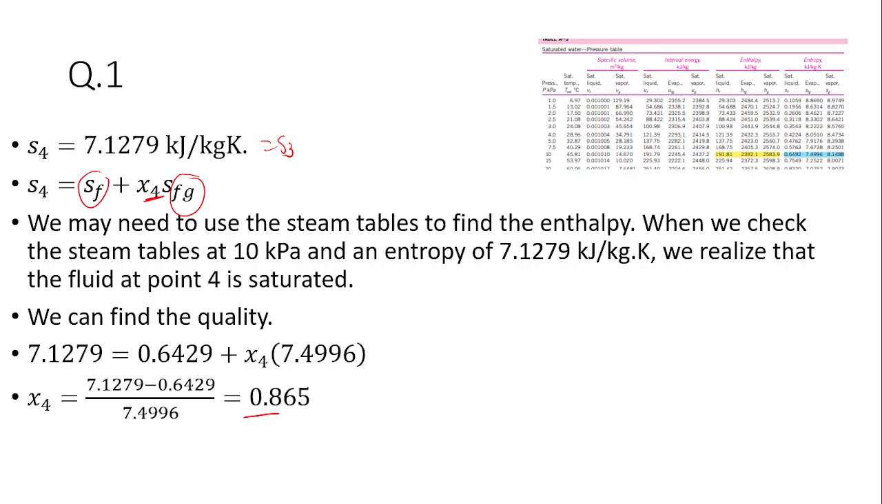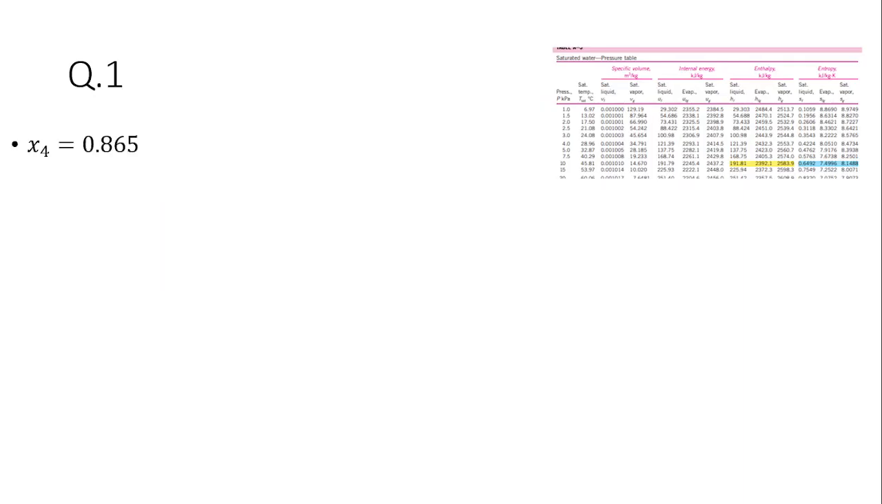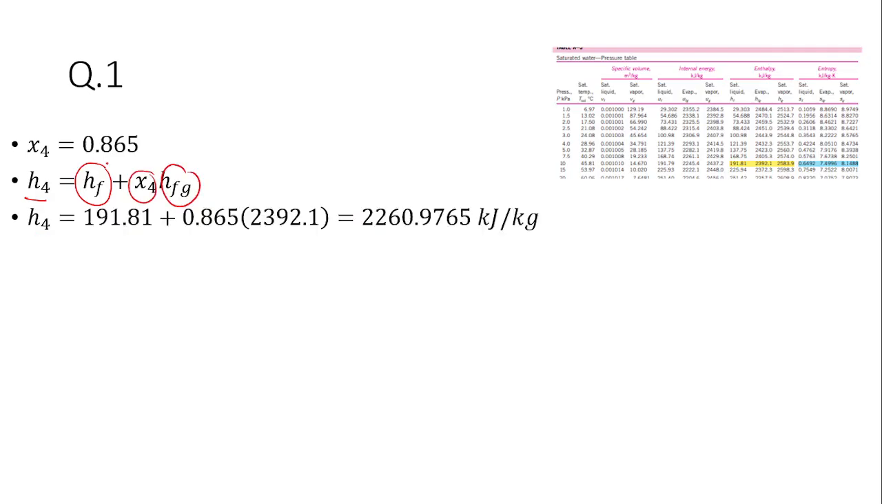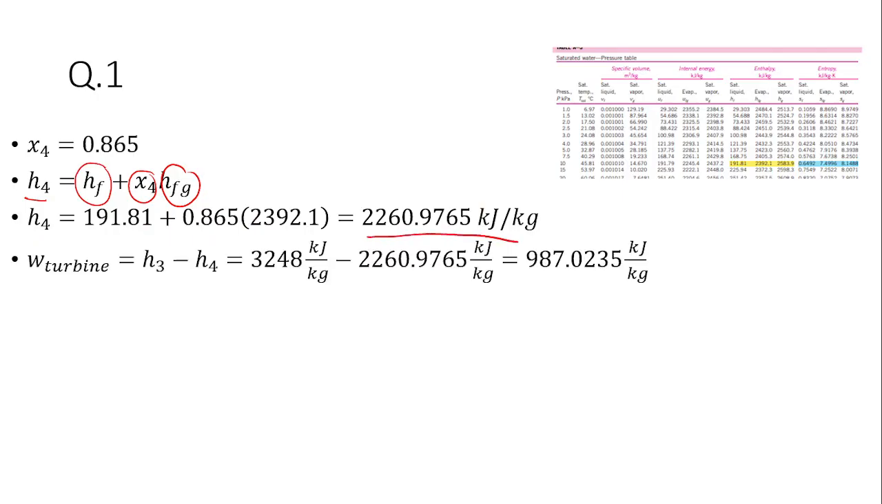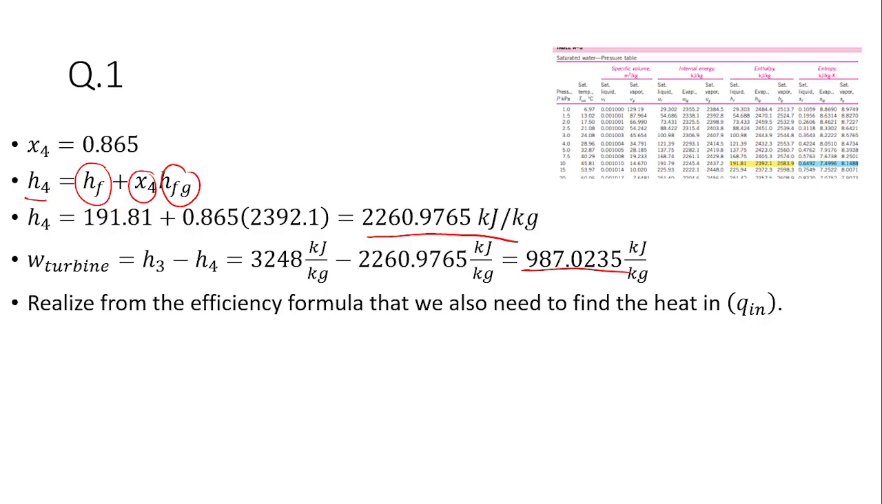That's 0.865. Then from there, we know our quality. We can use the same relation to find our enthalpy. So we need H4, right? Using the same pressure, the 10 kilopascal, we can read HF, HFG, and use that same quality. When we put in the values, we will get our enthalpy at point 4. Now we can find the work of the turbine, H3 minus H4. So we just put in the values and we have that to be the work of our turbine.